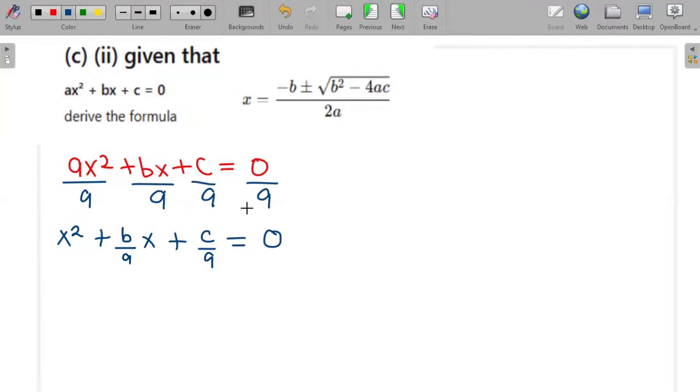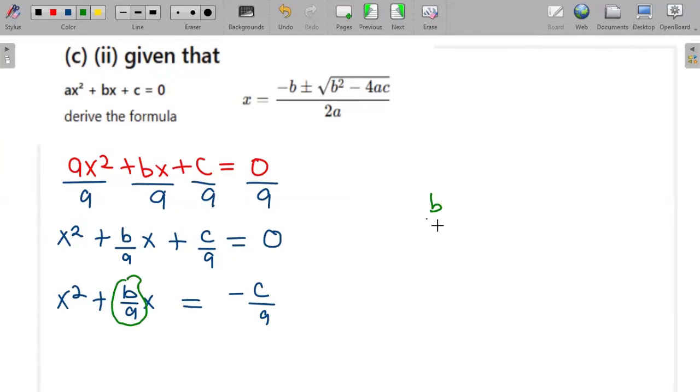And then from there, what are we going to do? I'm going to take this c over a to the other side. So I have x squared plus b over a x equals minus c over a. Once you reach this step, you are going to make what we call a special 0. What is a special 0 when you're completing the square? You always get the coefficient of x. The coefficient of x is b over a.